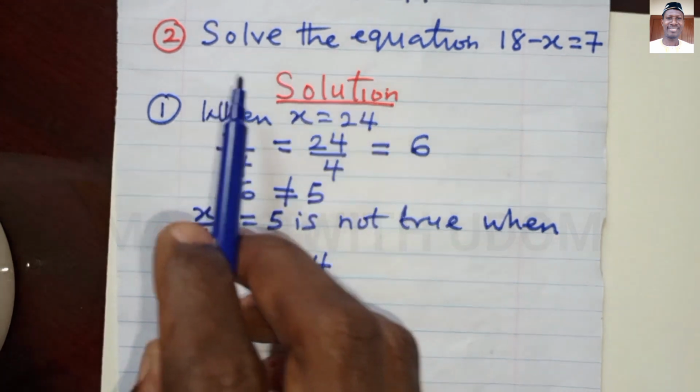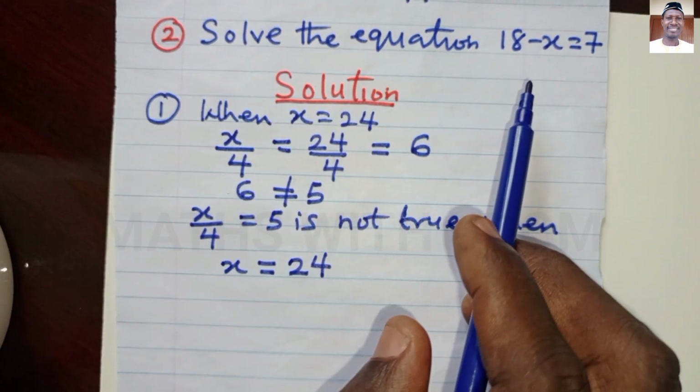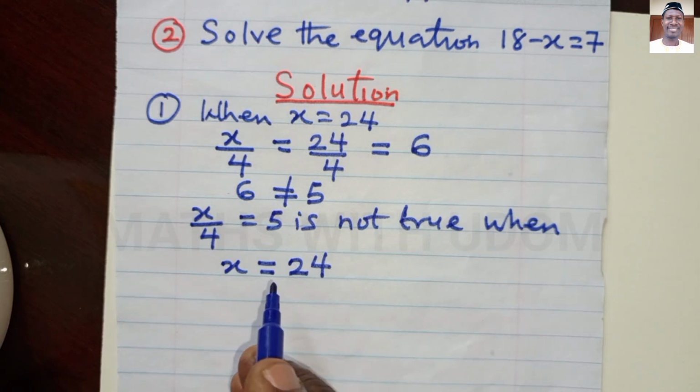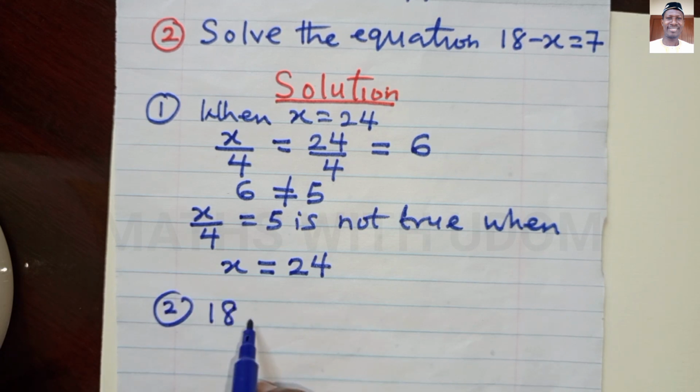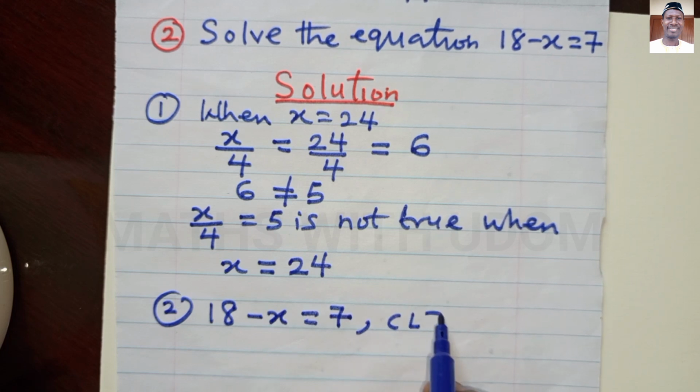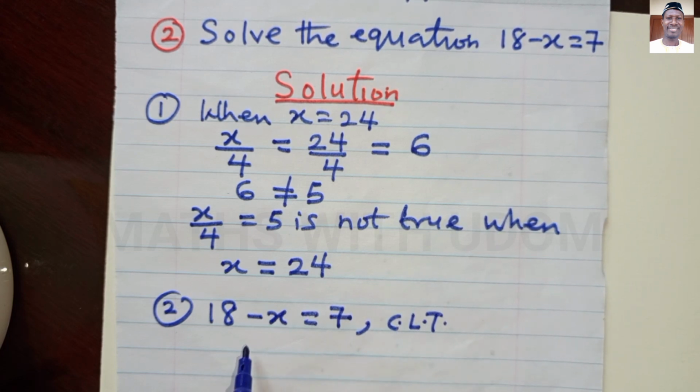The question says solve the equation 18 minus x is equal to 7. Question 2: 18 minus x is equal to 7. To find the value of x, I will collect like terms. Collecting like terms, the terms that have the same variable will cross and be added or subtracted from one another. So I'm looking for the value of x. We have minus x on the left-hand side equals 7, which was here before.